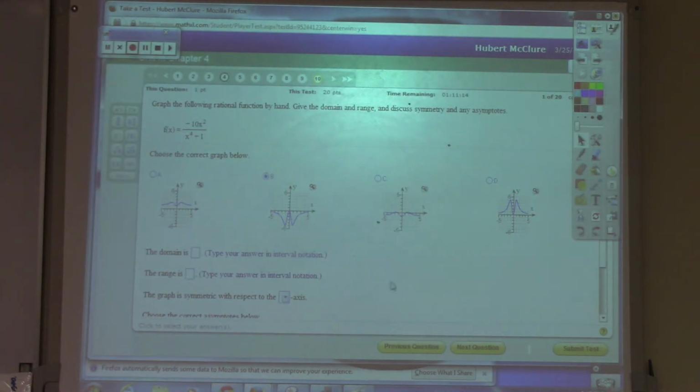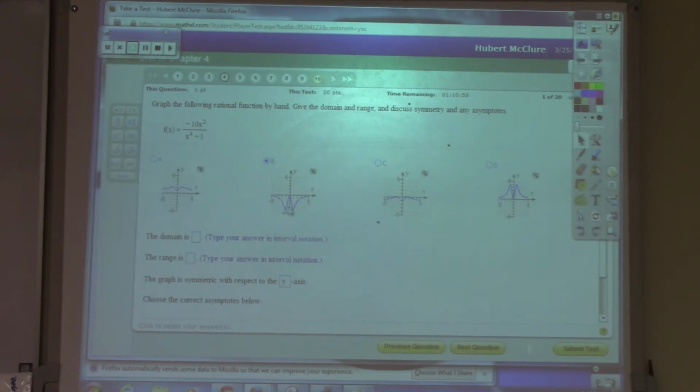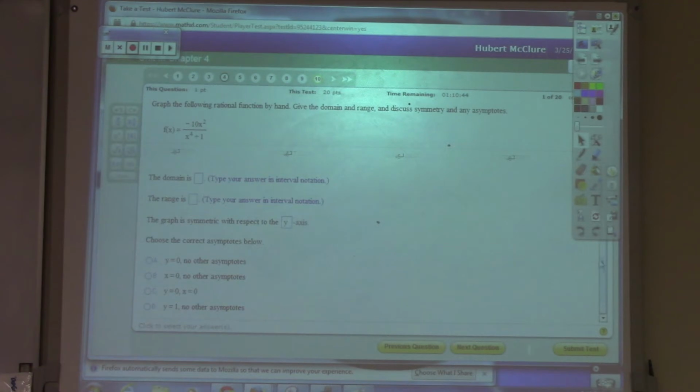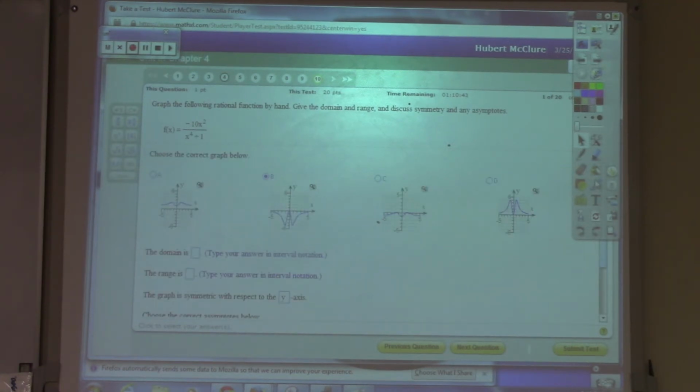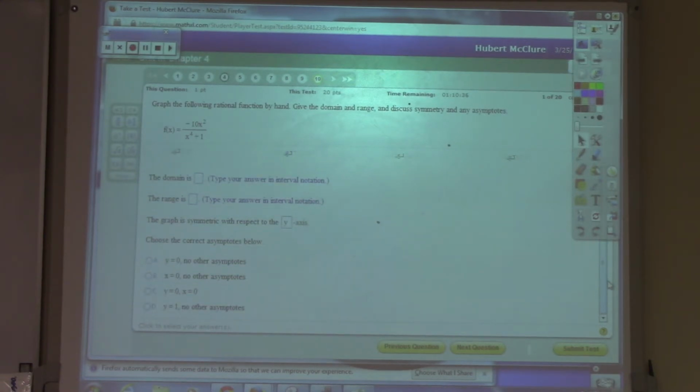You're right. And that would be negative infinity to what? Negative infinity to 0. And then this is symmetrical around the y-axis. What did you say the range was? Negative 6 to 0. Sure. And choose the correct asymptotes. It said that there is no horizontal asymptote, but the vertical asymptote would be 0. So x is equal to 0, or y is equal to 0.